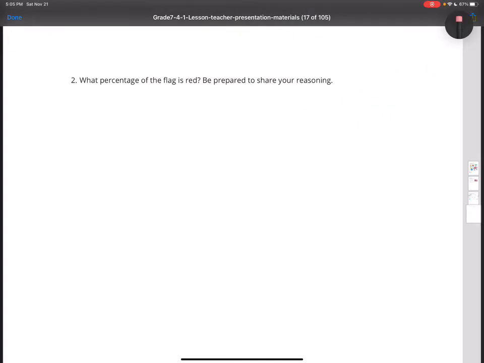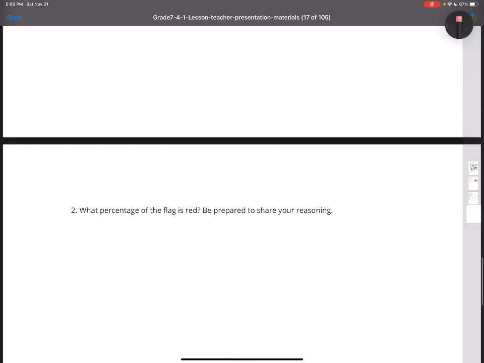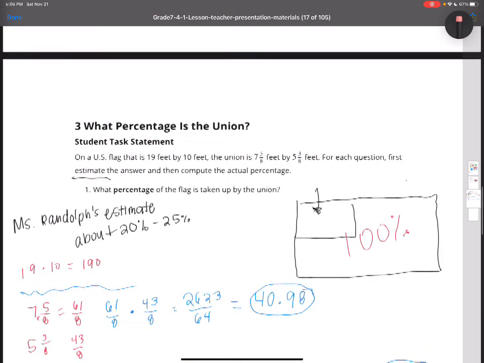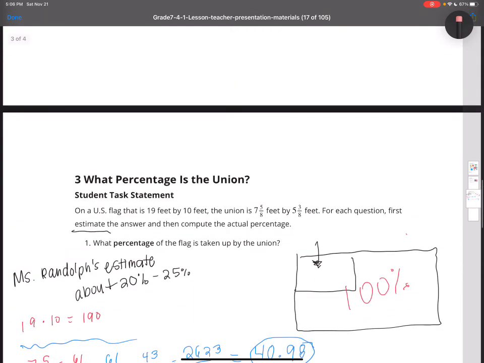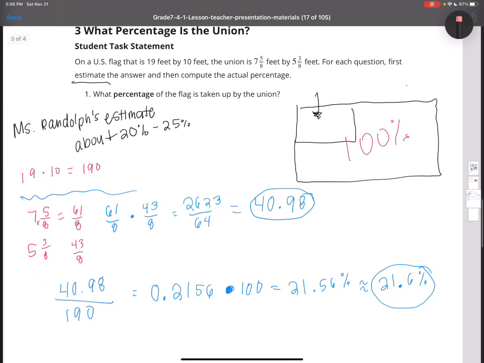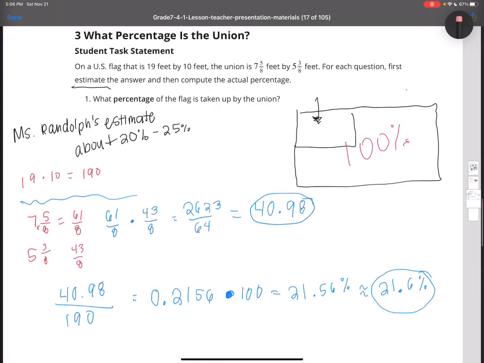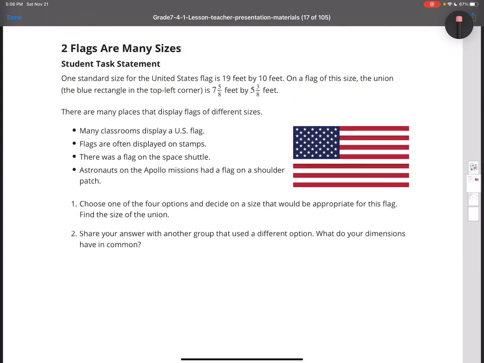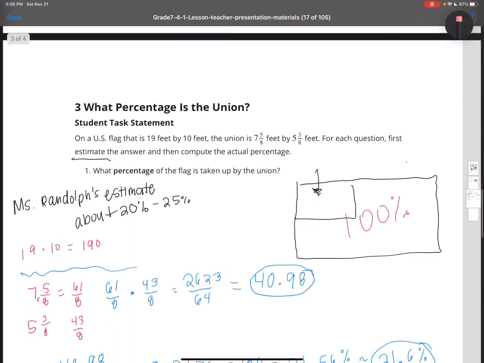Okay, guys, so I'm sorry about that interruption. I had to go back and look at my notes for this question because I was really intrigued by it, but let's tackle it. It says, what percentage of the flag is red? Be prepared to share your reasoning. So we've already found the area of the whole flag, which is about 190 feet squared. And then we found the area of the union, which was 40 and 98 hundredths feet squared. So it's asking us to only find the area of the red portion of the flag, correct?